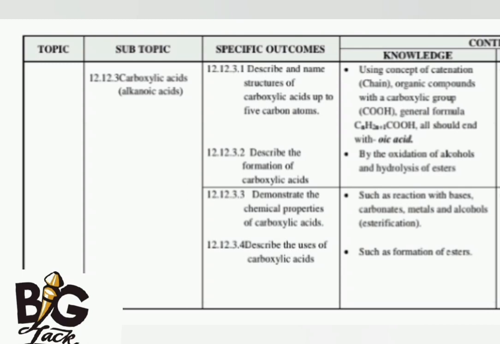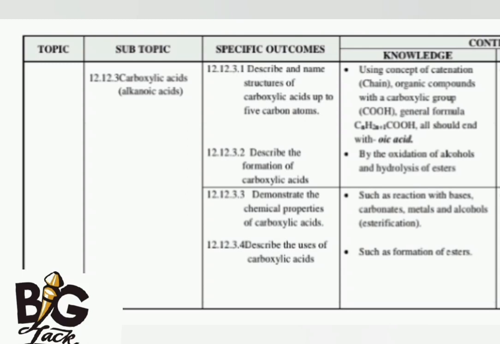Apart from that, you need to demonstrate the chemical properties of carboxylic acids, like for example the reaction of carboxylic acids with carbonates and the products which are produced. A carboxylic acid falls under acids. So when an acid reacts with a carbonate or metal carbonate, carbon dioxide, water, and a salt are produced. When a metal reacts with an acid, a salt is produced, and also water.